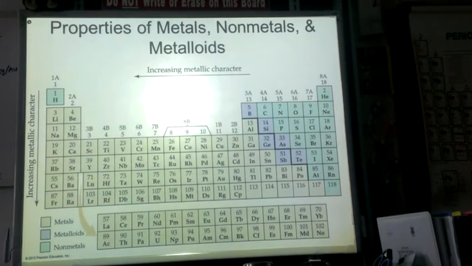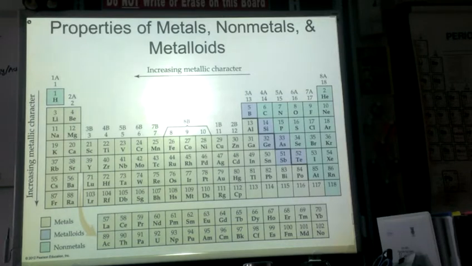So first of all, if we're talking about metals, nonmetals, and metalloids, let's really just focus on metals right now. I know that the metals take up a majority of the periodic table. And if I think about metallic character, how do we know what metallic character is? The more that an element exhibits physical and chemical properties that are like a metal, the more it has an increased metallic character, okay?